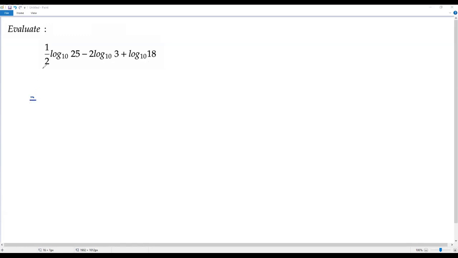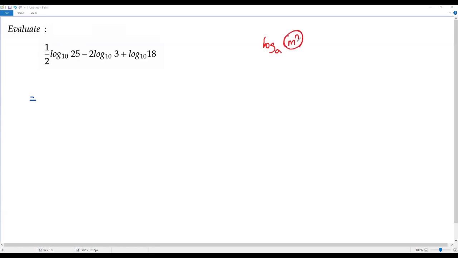In my first step, I'm going to use the power rule of logarithm in the first term over here. What is the power rule of logarithm? Let me write it over here. That is log base a of m to the nth power. Here the argument of a logarithm is a power.